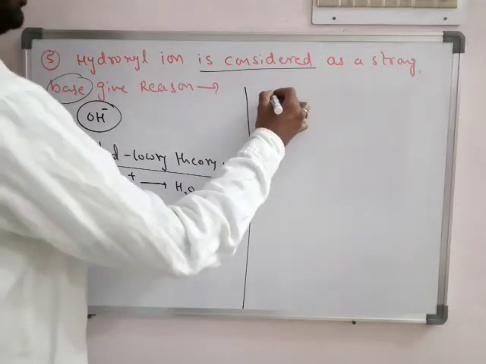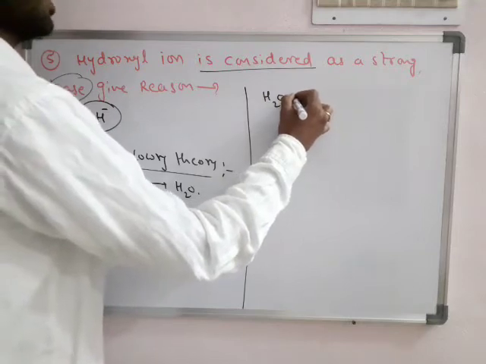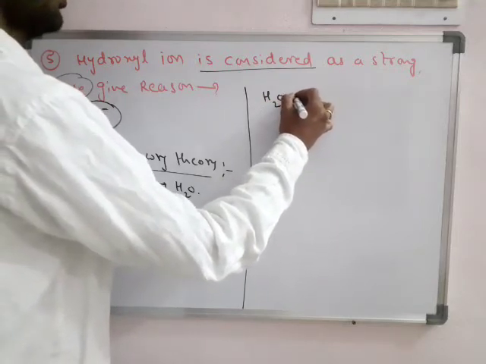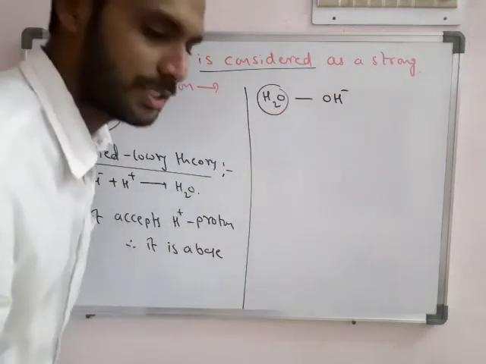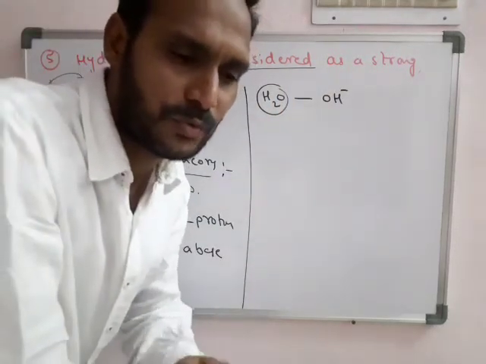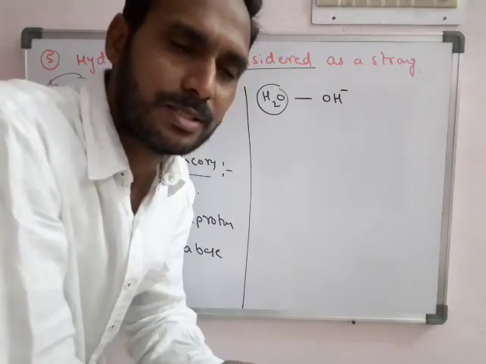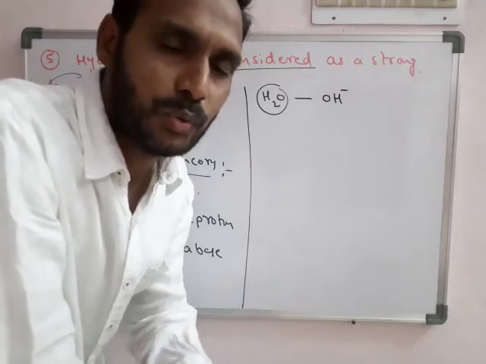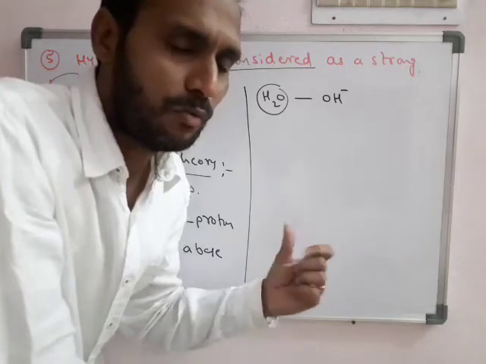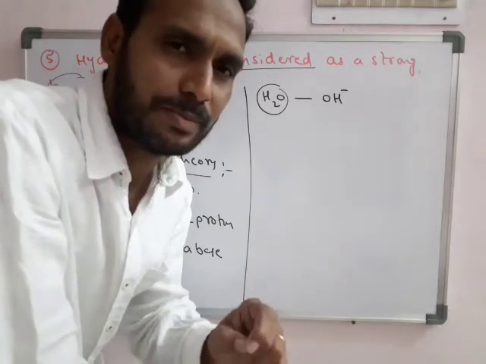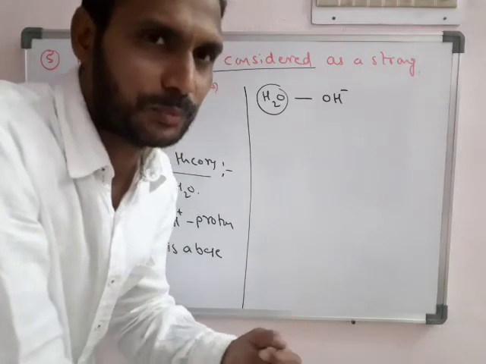So if you see H2O, what is the conjugate base of H2O? Conjugate base is OH minus. The conjugate base of H2O is OH minus. We know how to write the conjugate base of any species, just remove the H plus. How to write the conjugate acid of a species, just add the H plus. Here we are discussing the OH minus basic character. OH minus is a conjugate base of H2O.